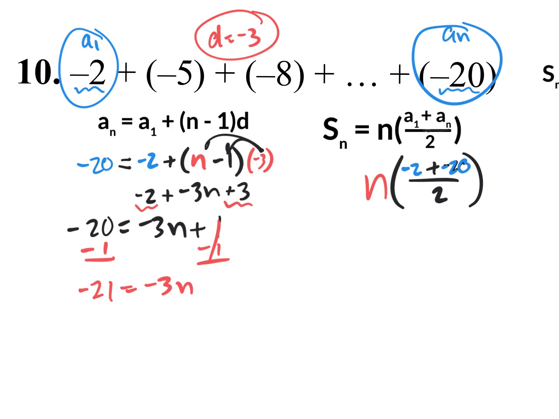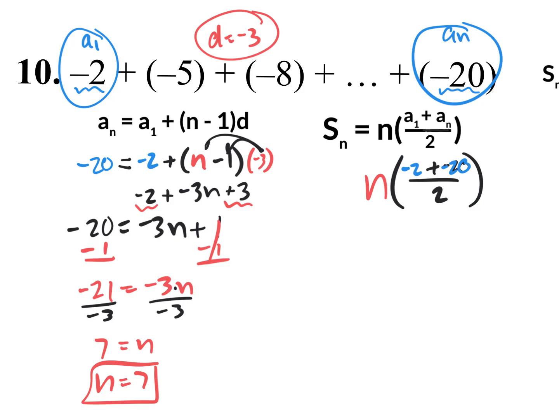Now that negative 3n really is saying negative 3 times n. So you want to get rid of that multiplication of negative 3, do the opposite of multiplying, which is dividing. So you divide both sides by negative 3, and you will end up with positive 7 equals n, n equals positive 7.